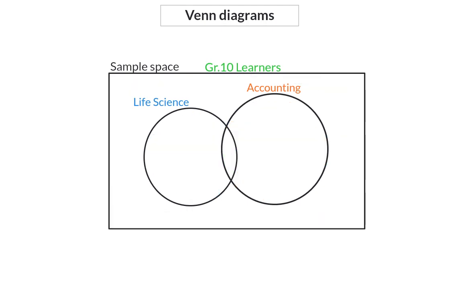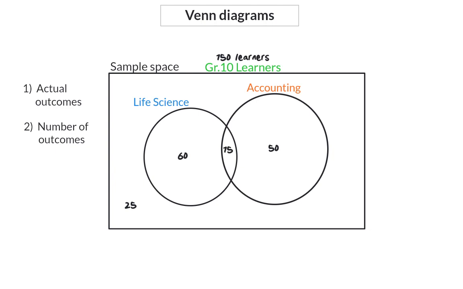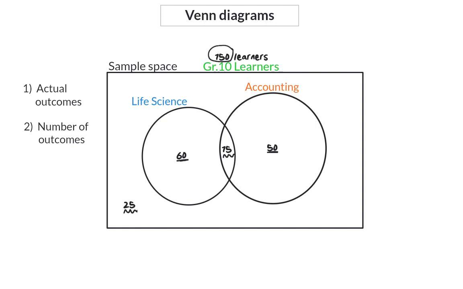The information in a Venn diagram can be indicated in three different ways. Firstly, the actual outcomes can be shown. In our example's case, each learner's name will then appear in the Venn diagram. The more learners there are, the less ideal this method will be. The second option is to indicate the number of outcomes. In our example, we now have 150 learners, of which 60 take only life science, and 50 take only accounting. 15 of the learners take both these subjects, and then there are 25 who take neither of the subjects.